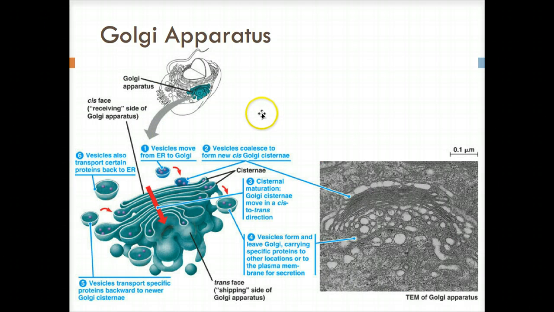This is kind of just the big picture of what I just said. I just wanted to show you, I referenced this in the other slide. So the vesicles come in, they fuse, they're modified, and then eventually they move off to where they're supposed to go. And here's again your cis side of your Golgi apparatus. And here's your trans side of your Golgi apparatus.